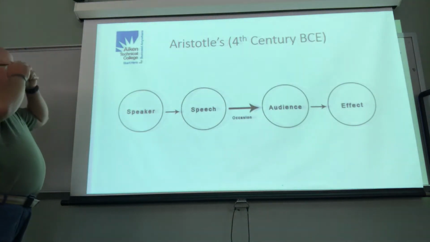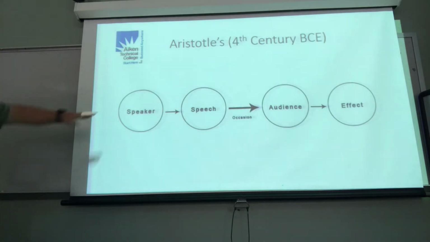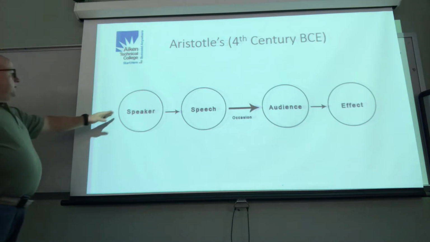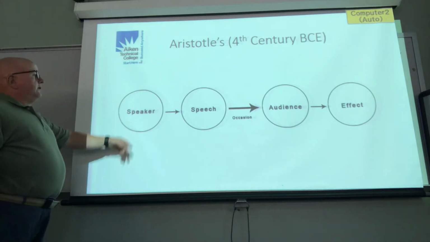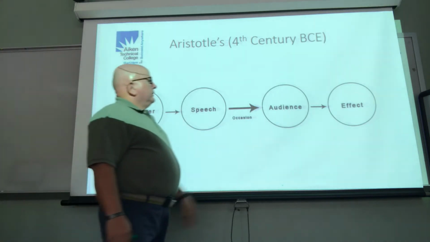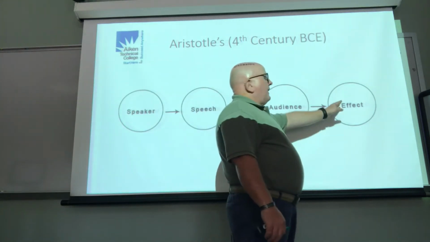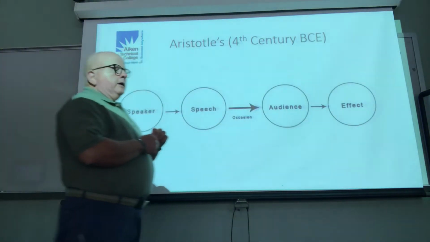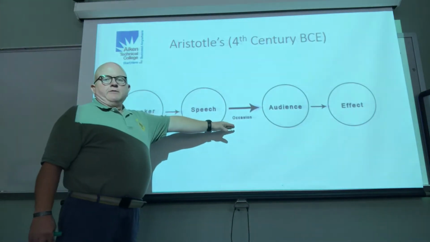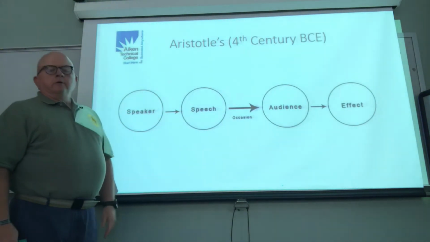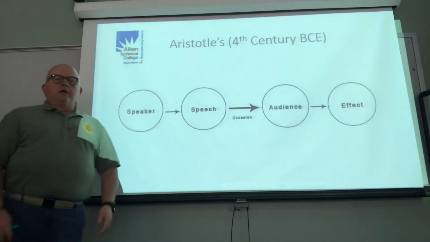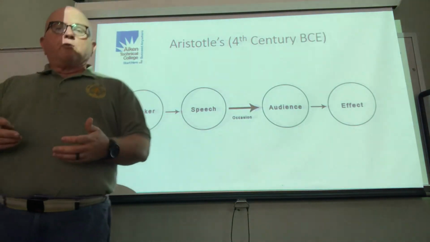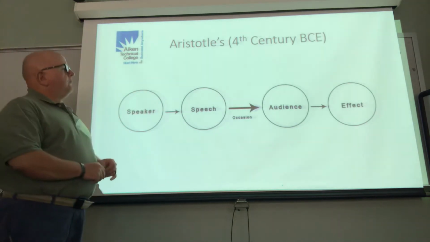This is Aristotle's model of communication from the 4th century BCE. You have 5 parts really. You have the speaker, you have the speech, you have the audience, you have the effect. And giving context to all of this is the occasion. Aristotle didn't really refer to this as communication. He referred to it as rhetoric, the art of persuading someone.